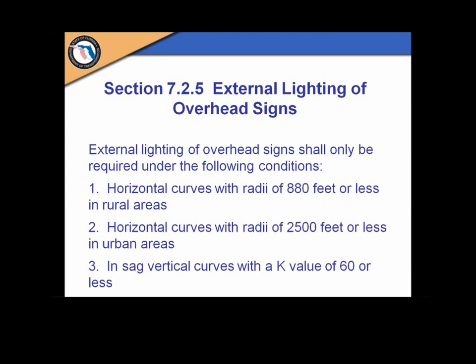The last condition is in sag vertical curves with K values of 60 or less. If you've got a K value of 60 or less, the headlights are not going to shine on the sign, so we do recommend external lighting for sag vertical curves. But other than this, these are the only conditions where we are going to continue to utilize external lighting.